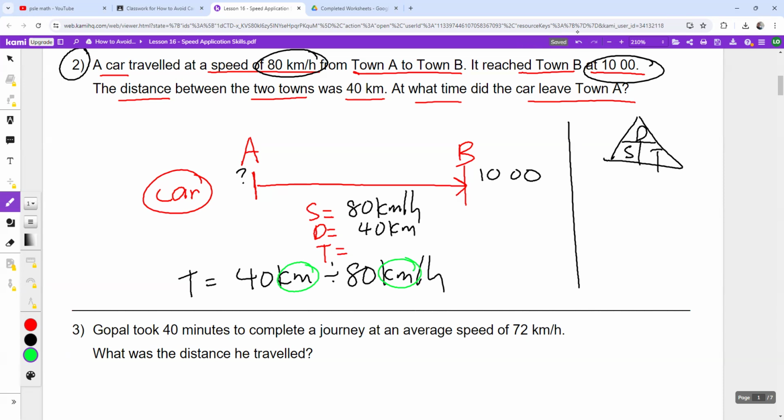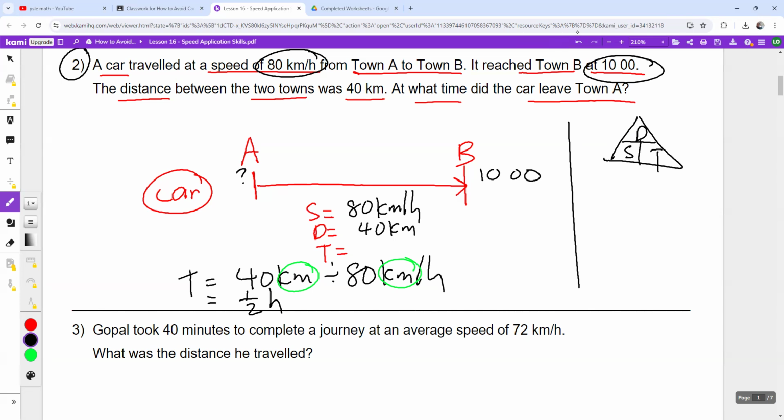So 40 divided by 80, that is actually half. So 40 divided by 80 will give you half or 0.5, or just half an hour. So important lesson here: when you divide, you have to check the units. You have to put the units down in your steps. Then you can see whether you can divide or not. Because if the units are different, which you will see in the other lesson videos, you will have to convert and make the units the same.